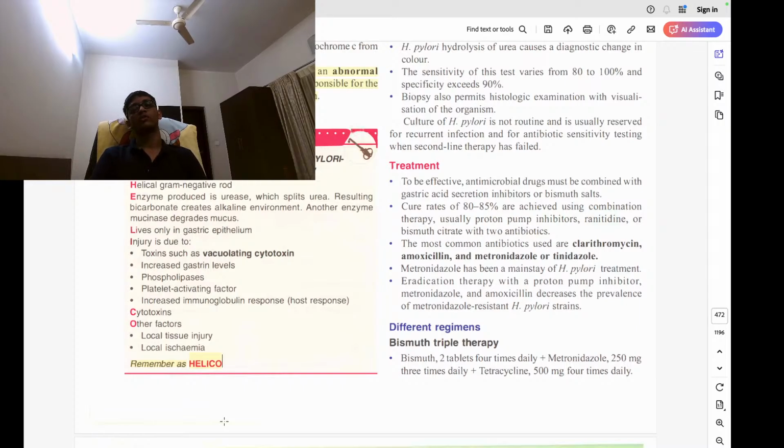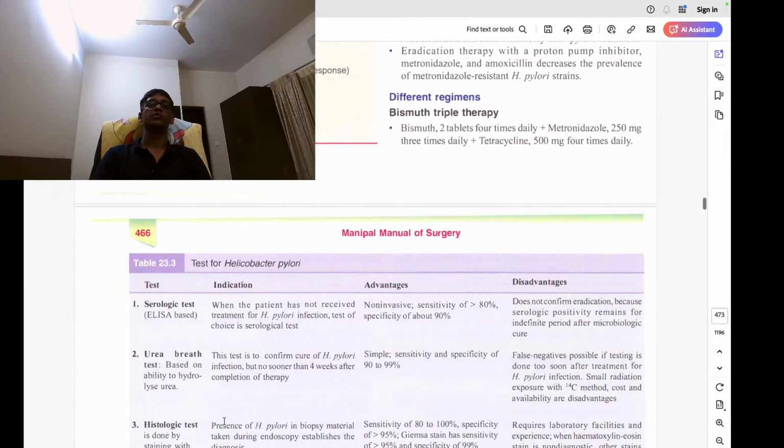So treatment: to be effective, antimicrobial drugs must be combined with gastric acid secretion inhibitors or bismuth salts. Cure rates of 80 to 85% are achieved using a combination therapy, usually proton pump inhibitor and ranitidine or bismuth citrate with two antibiotics. You have to give several different types of antibiotics because it's very hard to reach. The most common antibiotics used are clarithromycin, amoxicillin, metronidazole, or tinidazole. Currently, metronidazole is the mainstay of the treatment. Eradication therapy with the PPI, metronidazole and amoxicillin decreases the prevalence of metronidazole-resistant H. pylori strains.